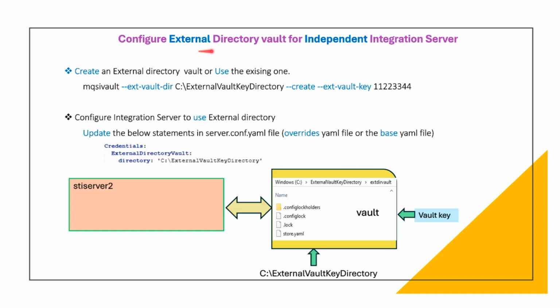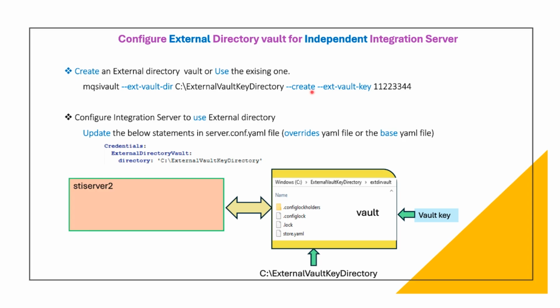Configure external directory vault for independent integration server. First, we will create the external directory. Here is the example: mqsi vault --ext-vault-dir. Give the directory name here, then --create. It will create the external directory.